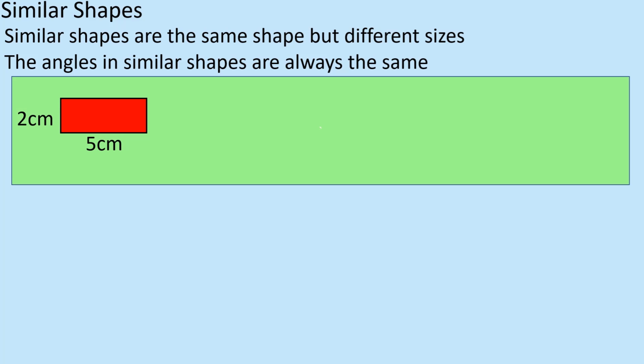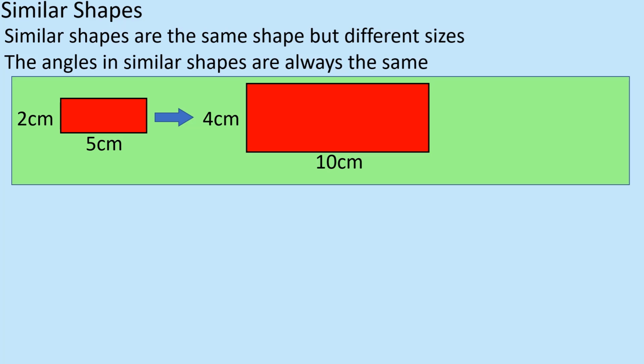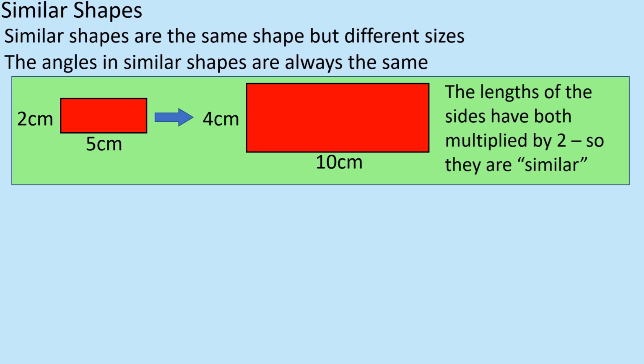So here we go. Here's a shape which is 2 by 5, and then I'm going to enlarge it essentially, but they are still similar. And the reason they're still similar is because the proportions are basically increased by the same amount. So 2 is multiplied by 2 to get 4, and 5 has been multiplied by 2 to get 10. So they're basically similar in that respect. They've got a scale factor of 2 because they've both been multiplied by the same amount.